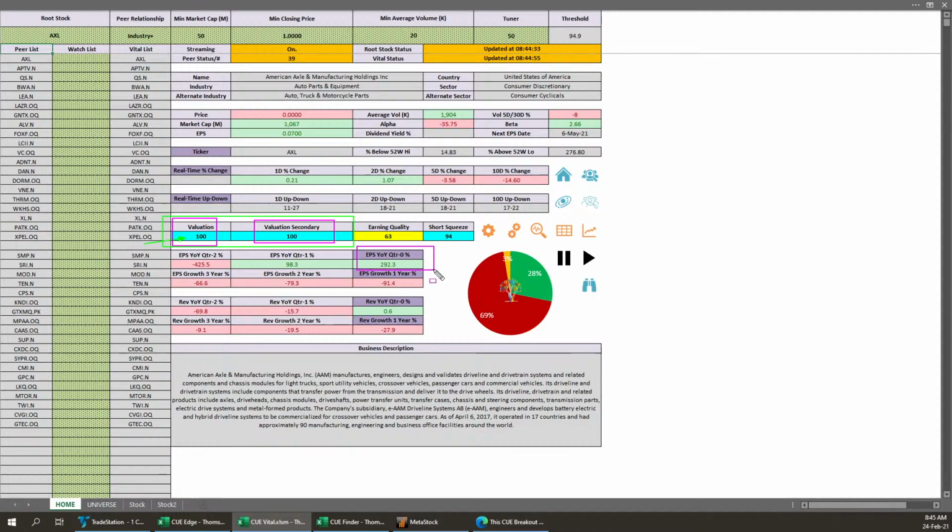Very high earnings growth: 292% in the latest quarter. In the prior quarter, 98%. Before that, minus 425%. Therefore, it is rapidly going up and is very high acceleration, very high earnings growth now. Excellent valuation, as good as it can be, with a short squeeze potential.